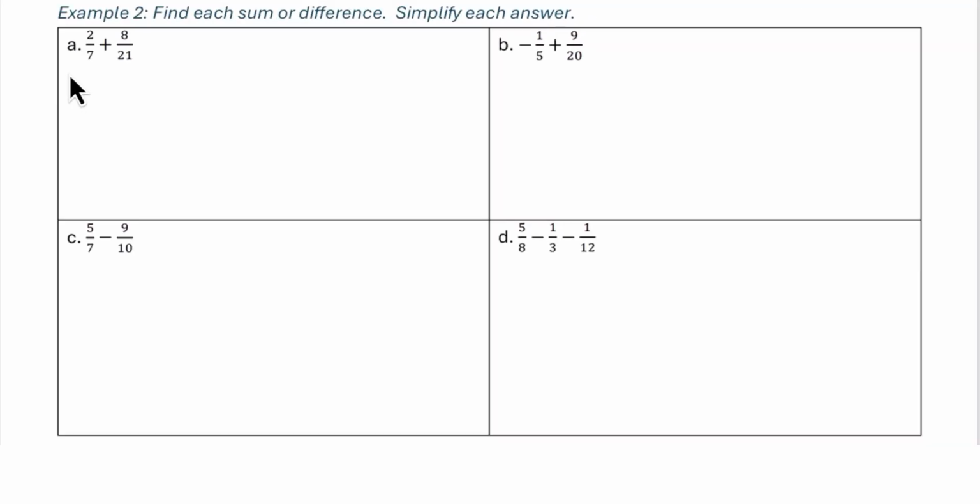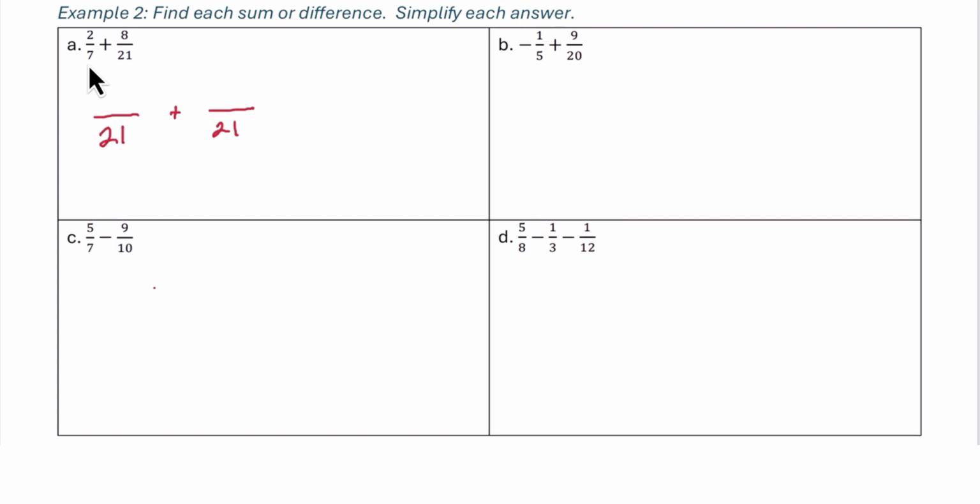In our first example, we have denominators 7 and 21. These are unlike fractions. We need to get common denominators. So think about 7 and 21. What is their LCD? Recognize that 21 is a multiple of 7, so 21 is the LCD.